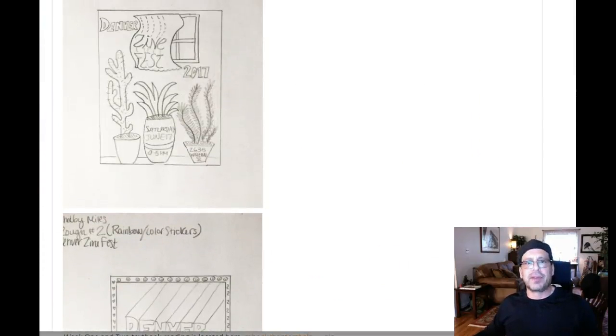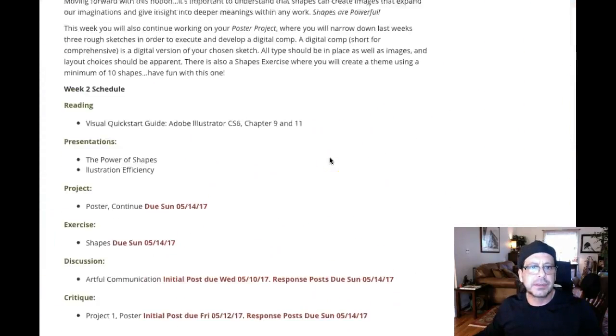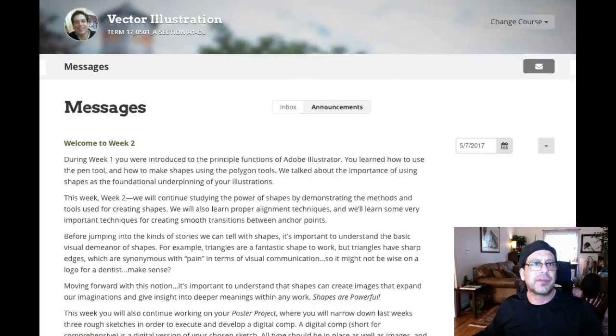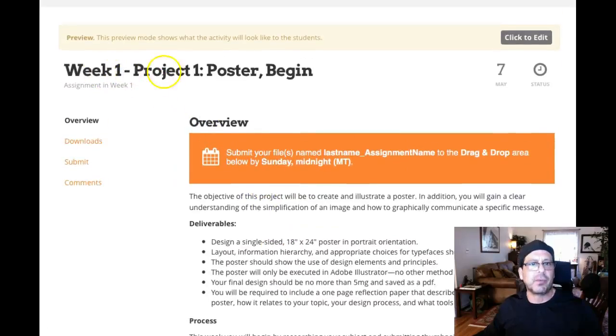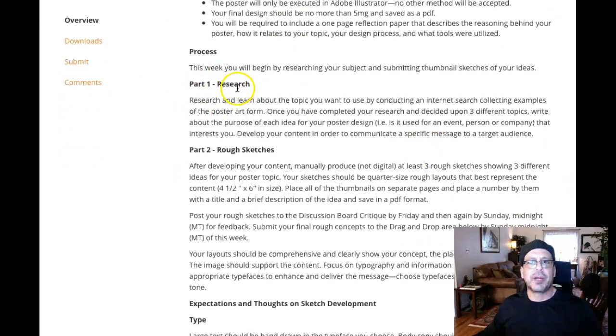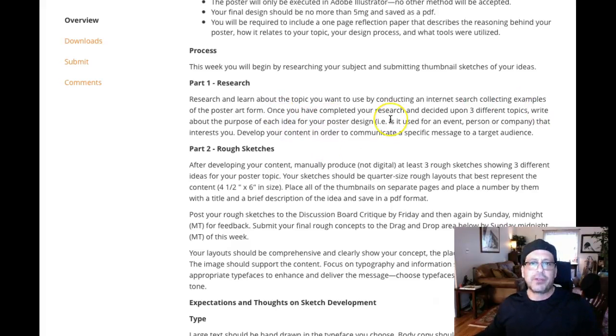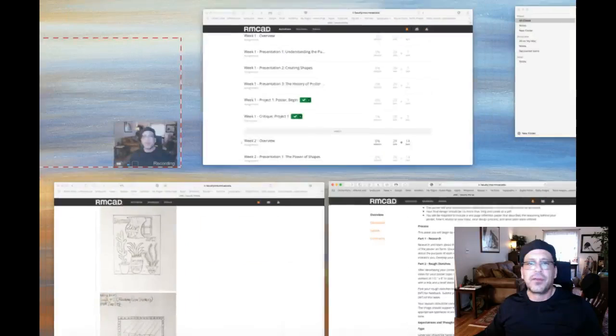So one of the reasons I bring that up is because right over here, where was it? That was messages. I want to go back here to the assignment specifications right here. I'm just over here in week 1, project 1, poster begin. And I just want to show you that this first stage of the process, and this is described in the video, is to research and learn about the topic you want to use by conducting an internet search, collecting examples of the poster art form. Basically, that's just saying research the history of posters. Once you have completed your research, decide upon 3 different topics you want, and you write about the purpose of each one for your poster. So we don't have that.